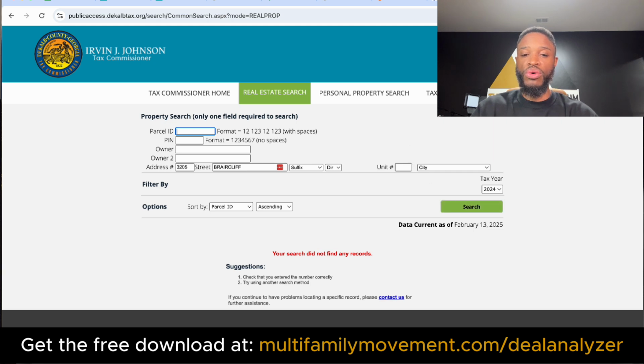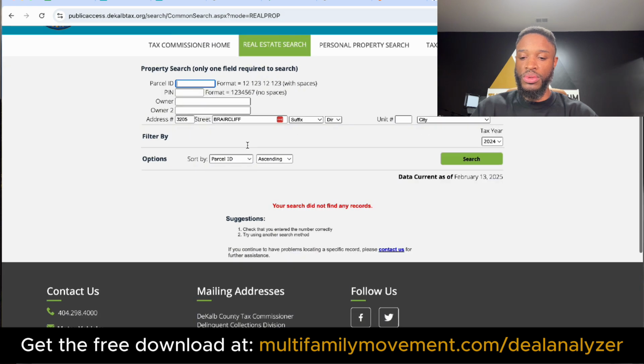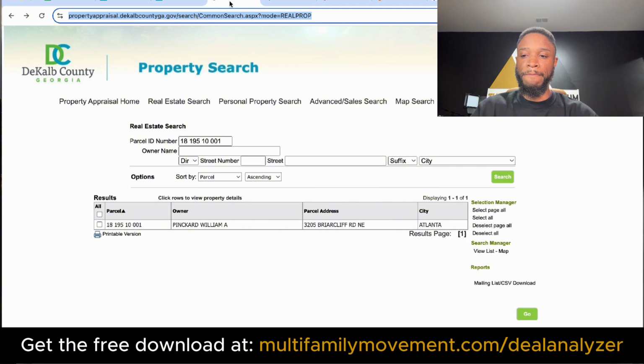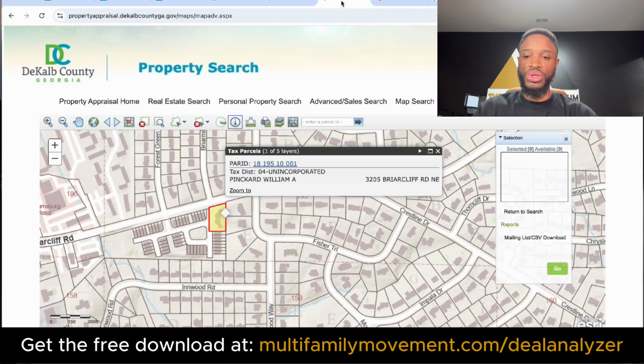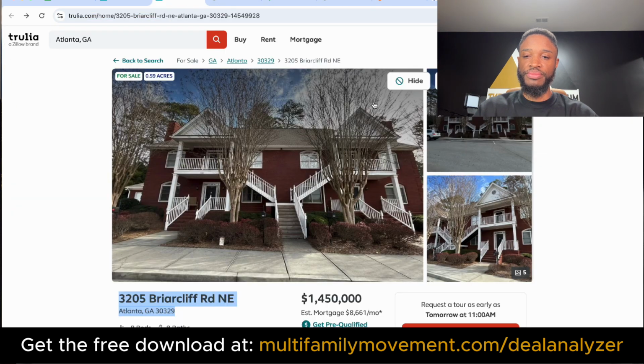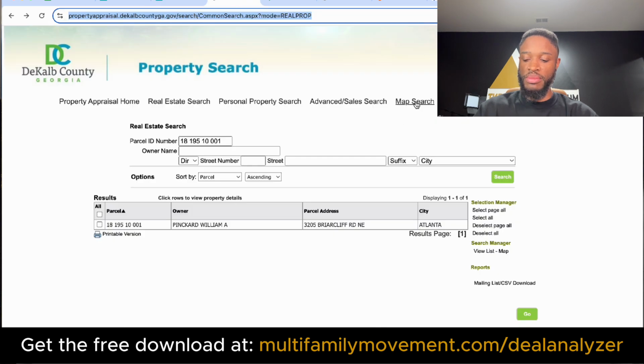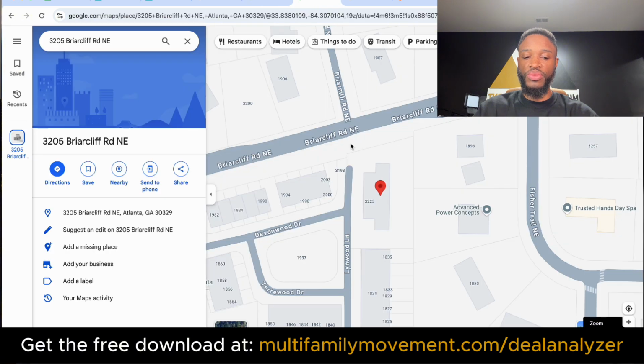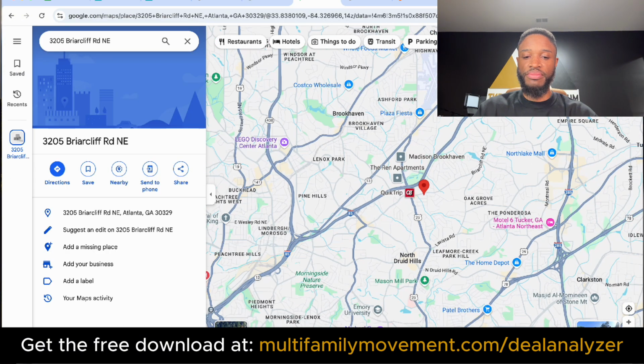All right, so what I did was a map search. Let me show you. I clicked map search instead. And I went to Google and said, where is this property? So I put the property address in at Google and I zoomed in.